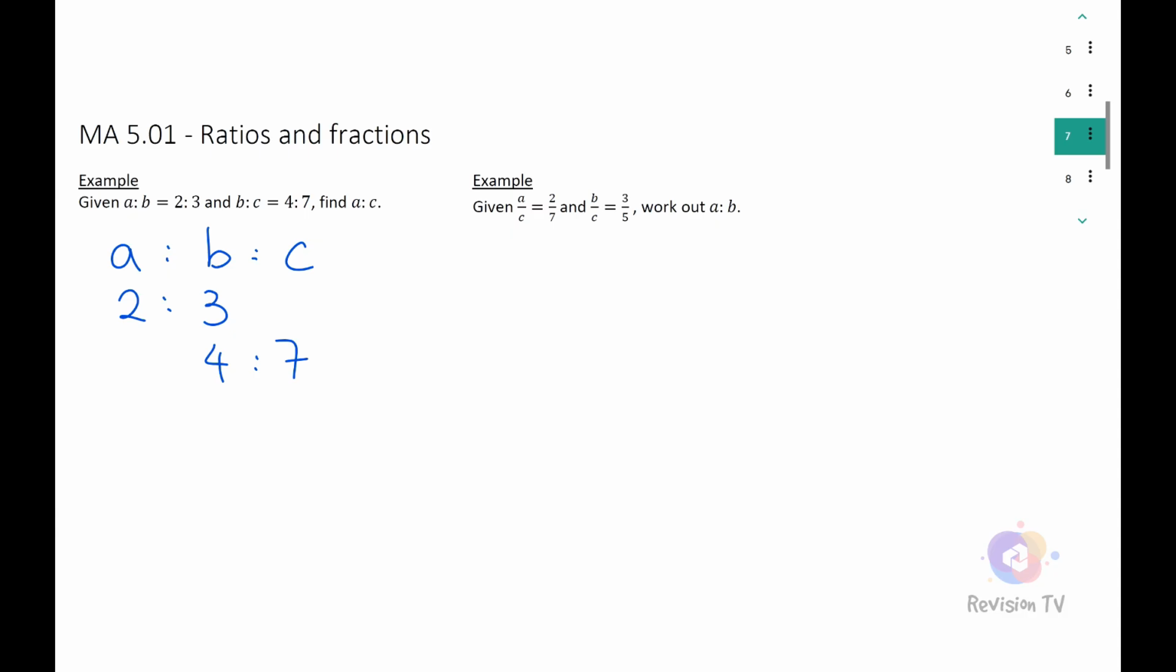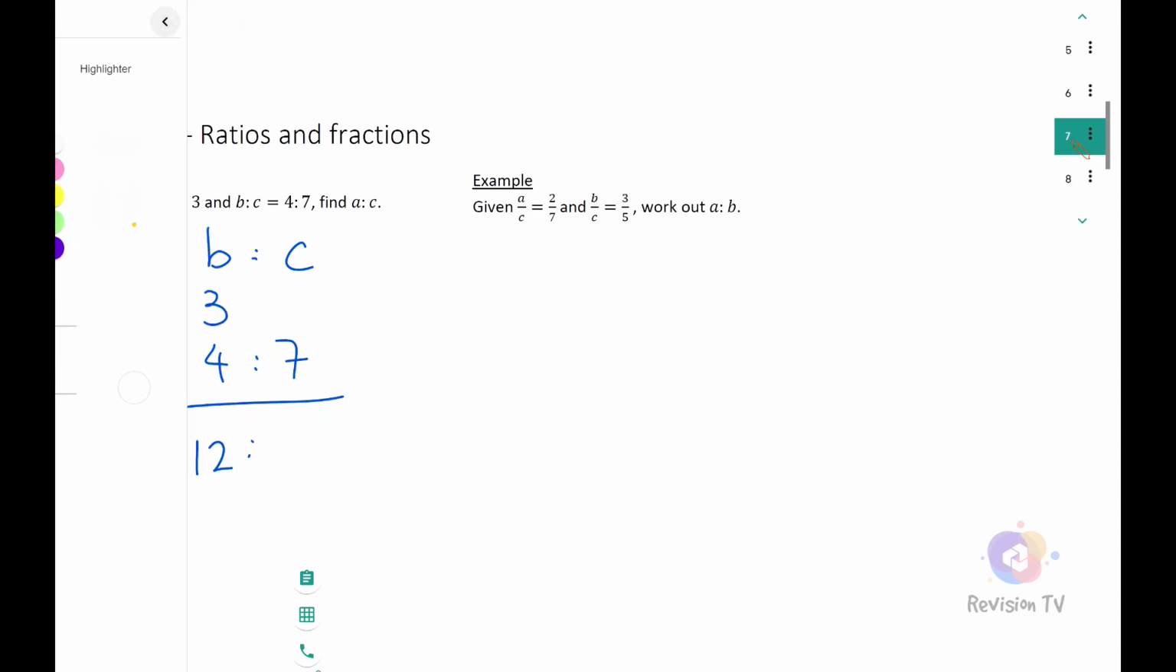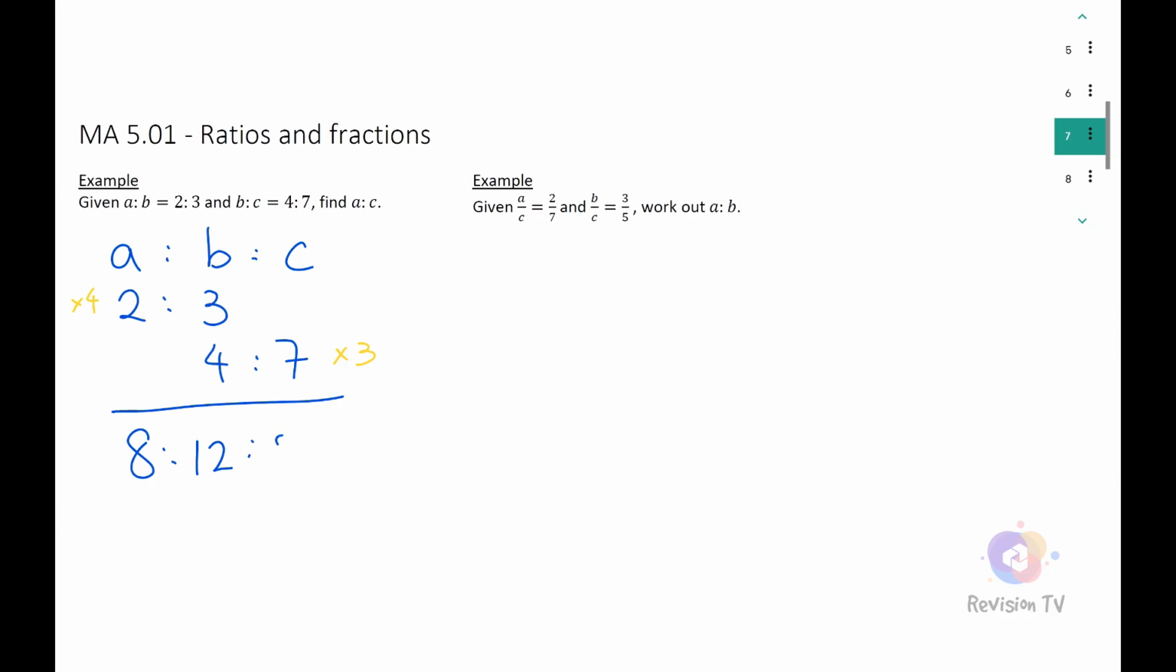So you need to think about a number that both 3 and 4 go into, or essentially the LCM of 3 and 4. The answer is 12. So we're going to make them both out of 12. So how do you do that? For the first one, if I want to make a 3 into 12, I can multiply the top one by 4. For the bottom one, if I want to make a 4 into 12, I will have to multiply by 3. So 2 times 4 is 8. 3 times 7 is 21. Now, last question, find A to C. So now we know A to C is 8 to 21.